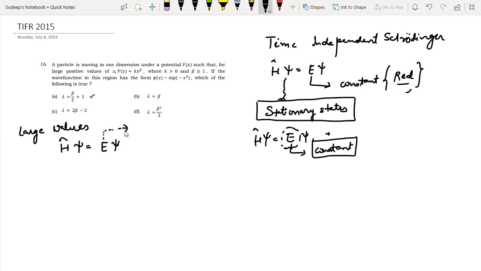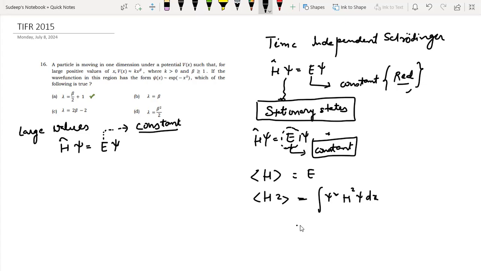This E must be a constant. This is something that I already know from the time-independent Schrodinger equation. In fact, you also know that the expectation value of H is simply E. And what would be the expectation value of H squared? It would be the integral of psi star H star psi dx, which is E squared times the integral of psi mod whole squared dx, and which is simply E squared. And we know the spread in H is the expectation value of H squared minus the expectation value of H whole squared, and this would be 0, which implies that there is no such spread or variance, no deviation from the mean.